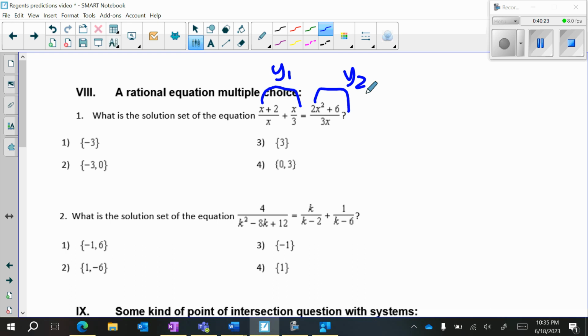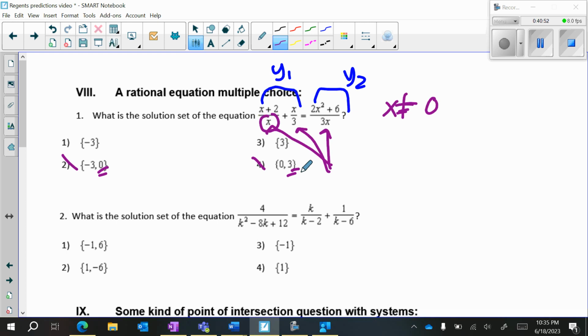Now, before you do anything, I want to mention a little common sense here. You have to remember that any value that makes the denominator undefined is called an excluded value. So that value in this case is x equals 0. If x equals 0, the denominators would be undefined. So x cannot be 0. So I'm going to cross out choice 4 and choice 2 because they both have a 0 in them. So that eliminates some work for you.